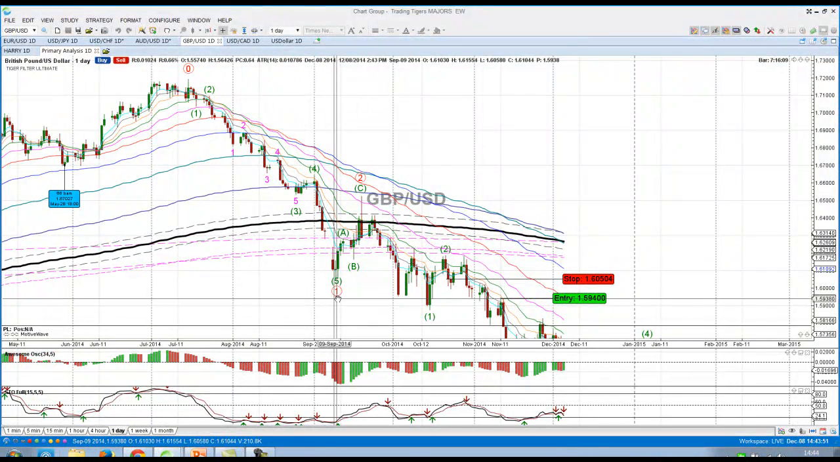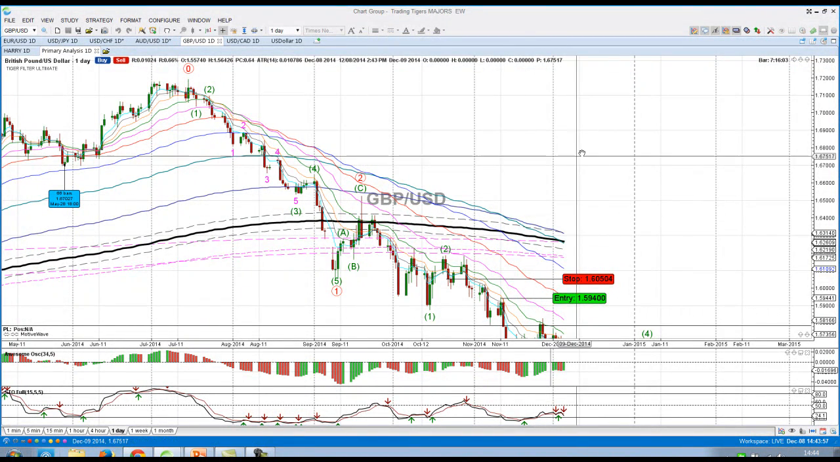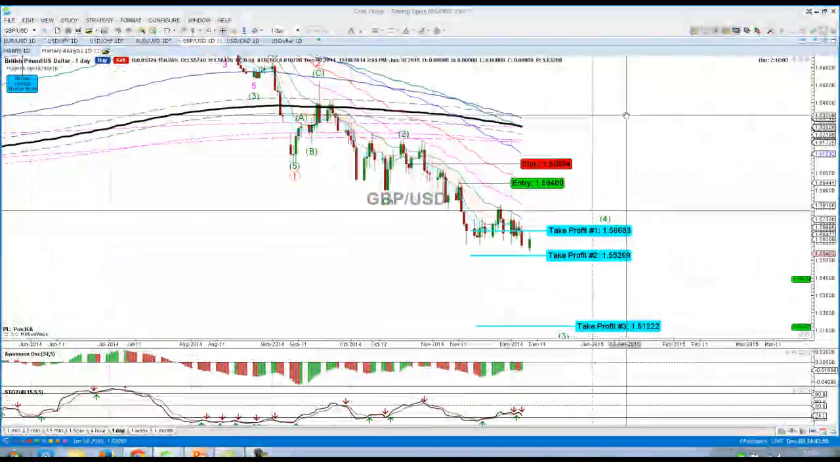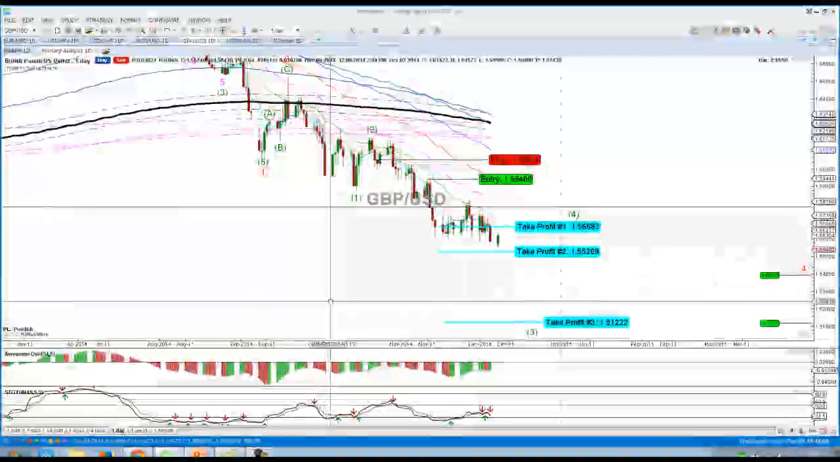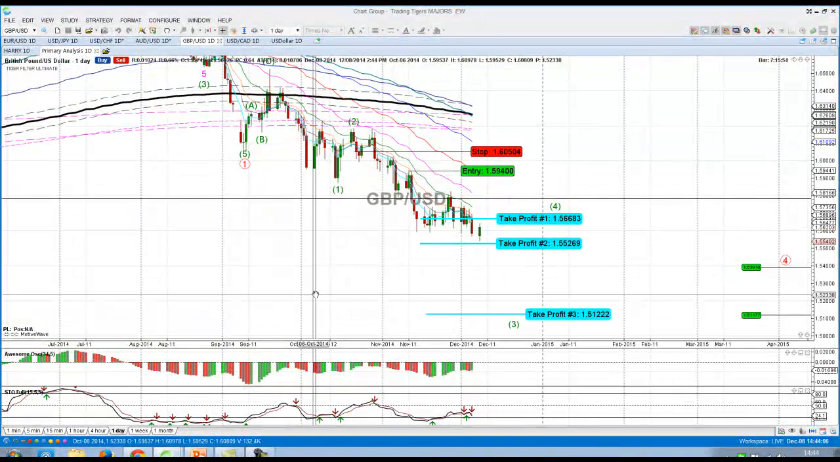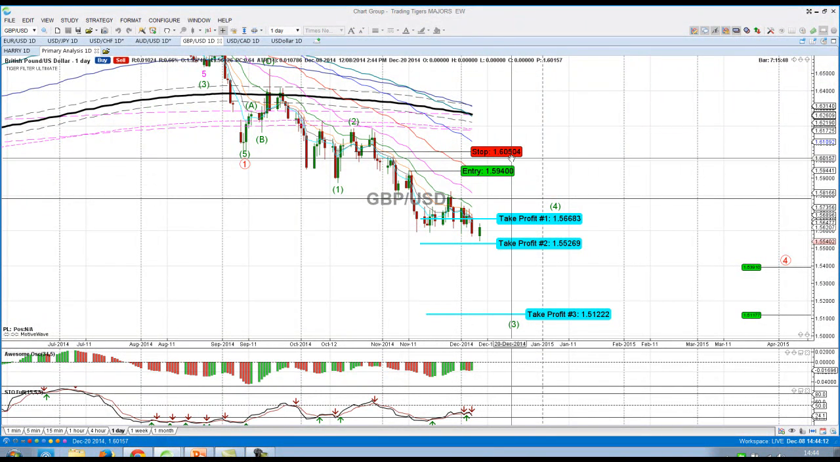Wave 1 at the low of 9th of September 2014, the high coming up the 19th of September 2014, when it's wave 3 down, and as you can see, its substructures have completed various levels. We took an entry at 1.59400 with a stop at 16050.